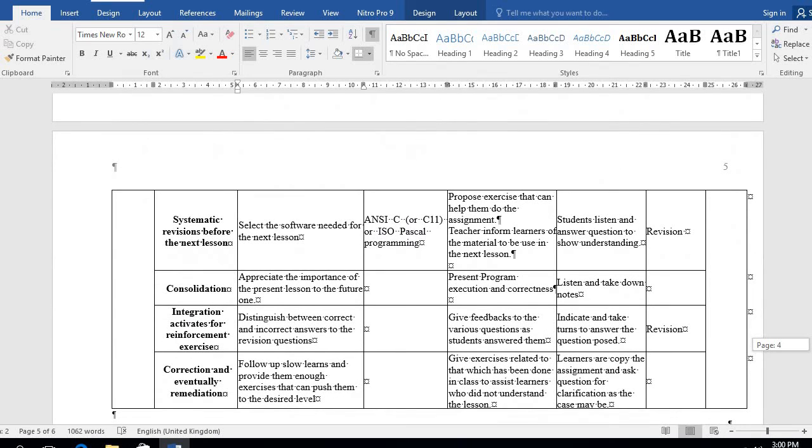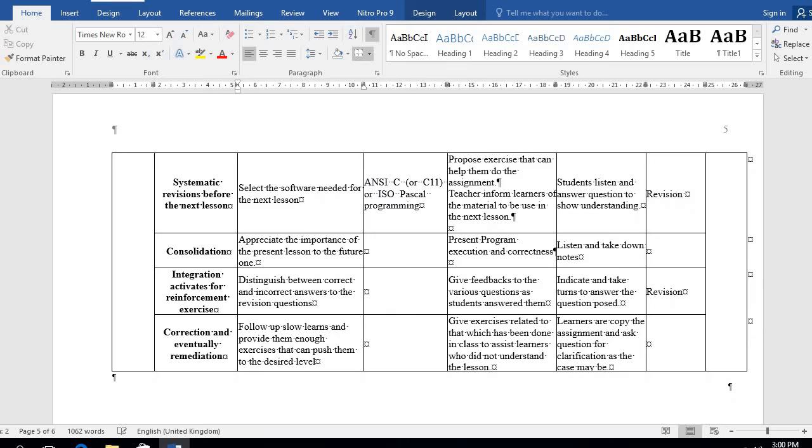So now you have synthesization, systematic revision before the next lesson. So it's here that you are presenting your revision. You consolidate. Here you appreciate the importance of the present lesson to the future. You're trying to make a link between the two lessons, this and the next lesson, so that you give students opportunity to be able to read after the lesson.